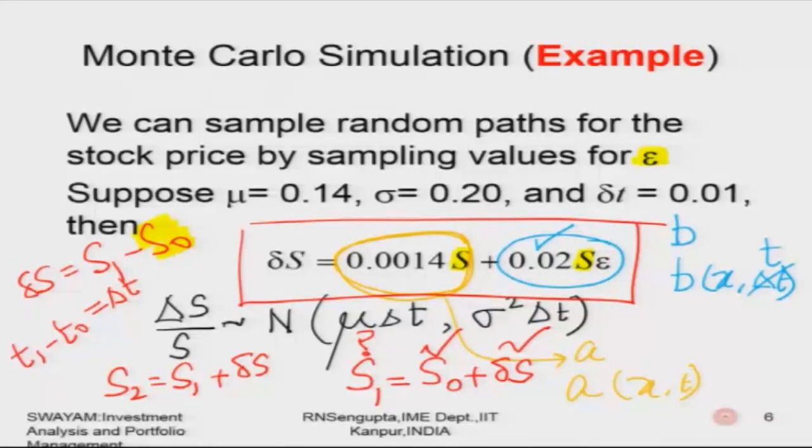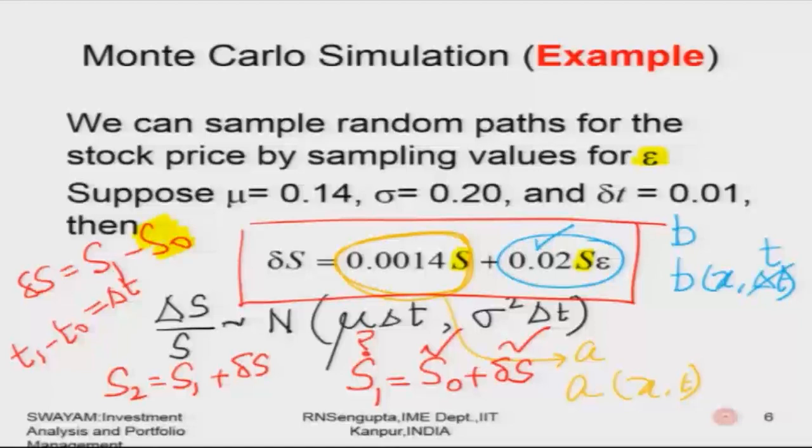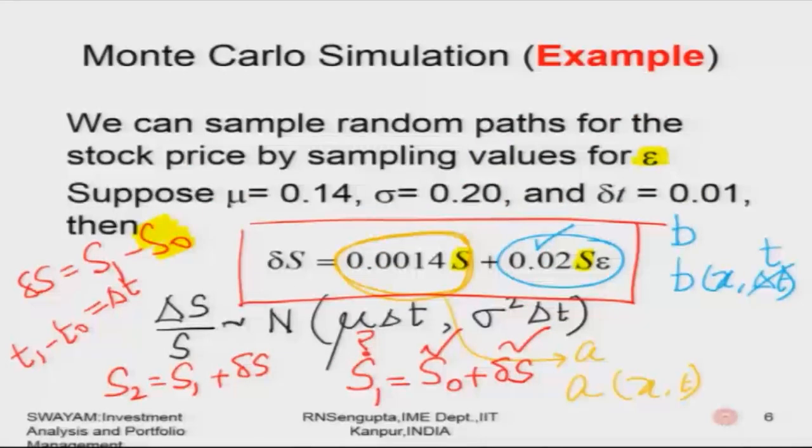So, consider the first one, delta S, which is here, and I need to find this. It is equal to mu, as I'll keep shifting from slide 7 to 6, so please bear with me. It is given by the values based on the normal distribution, so it is equal to 0.014 into S.